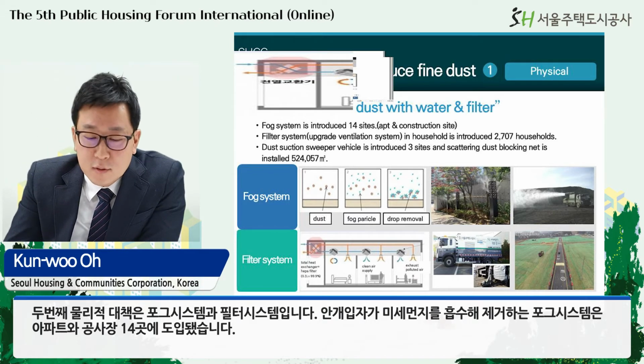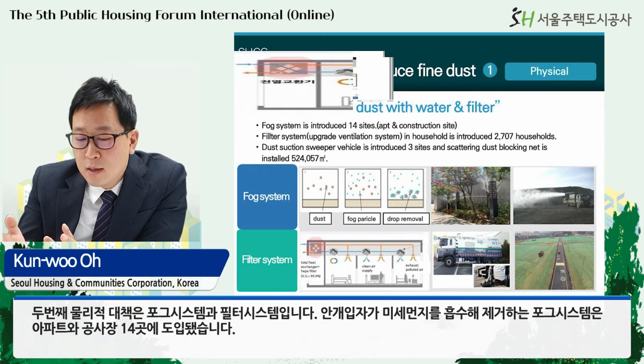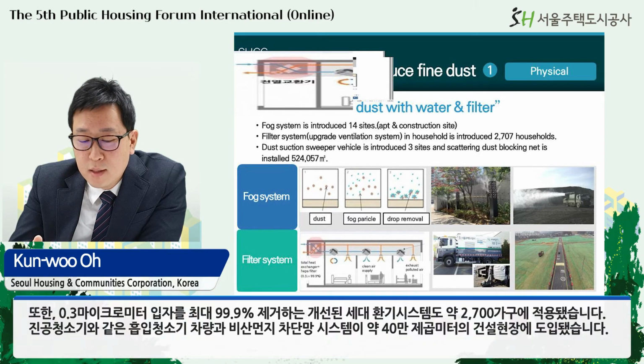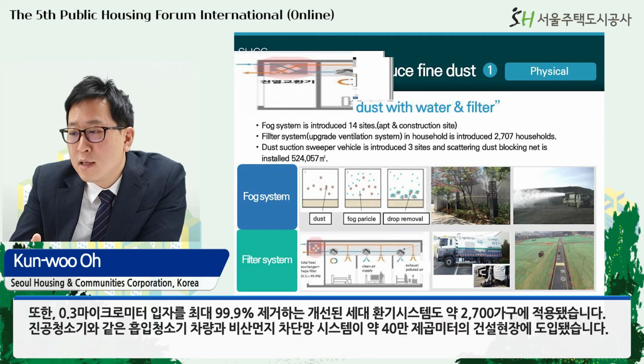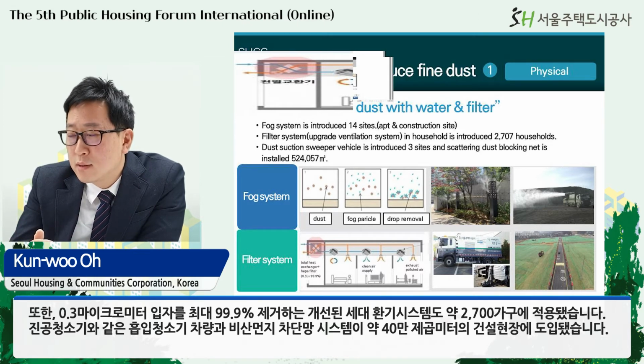The second physical measure is the fog system and filter system. The fog system, in which fog particles absorb and remove the fine dust, has been introduced in 14 apartments and construction sites. In addition, an upgraded ventilation system in households that removes up to 99.9% of 0.3 micrometer PM is introduced in about 700 households.